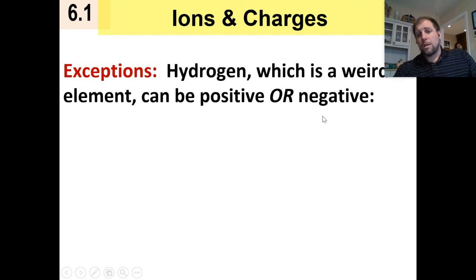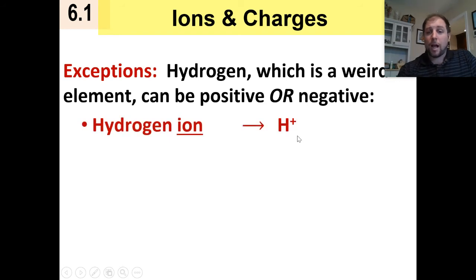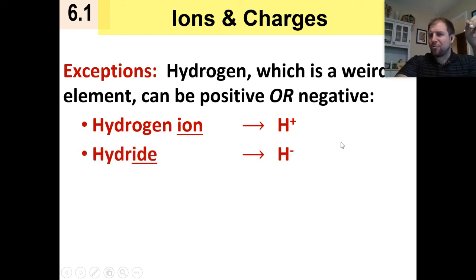So other weird things, hydrogen. Hydrogen is just weird. That's going to be a theme in this class. A hydrogen ion is an H+. It gives up one electron. But if we call it hydride, remember that the IDE ending is for negative ions? Hydride is a hydrogen that stole an electron, and so it's an H-. So hydrogen could be either.